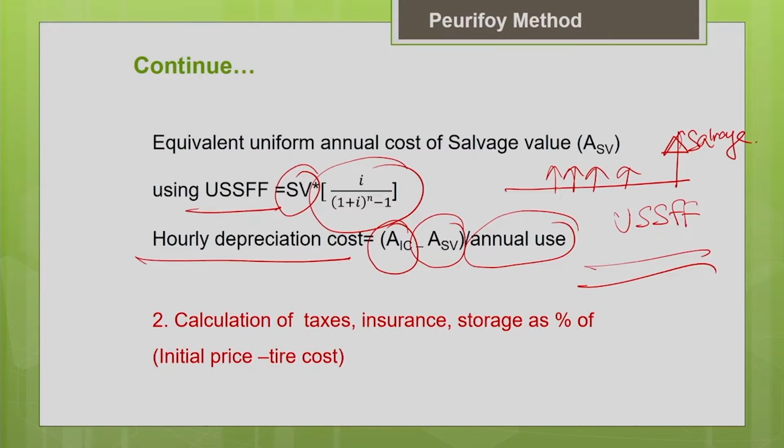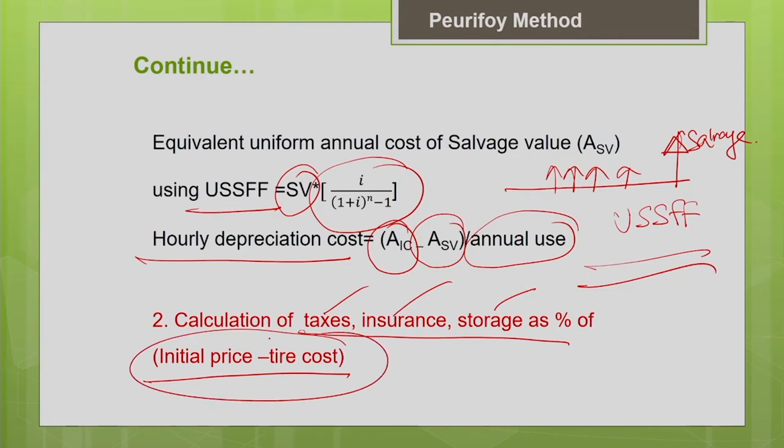Now, you calculate the other components of the ownership cost, which are nothing but your taxes, insurance and storage. They are calculated as a percentage of the initial price minus the tire cost. So, initial price minus tire cost, and your taxes, insurance, storage are calculated as a percentage of this. In the earlier caterpillar method, hope you remember, when you adopt the average value method, you have to take all the taxes, insurance, storage as a percentage of the average value of the machine. Here we are considering it as a percentage of the initial price of the machine.